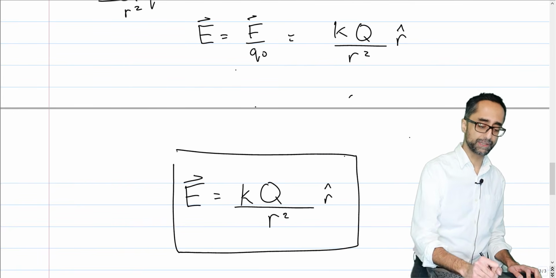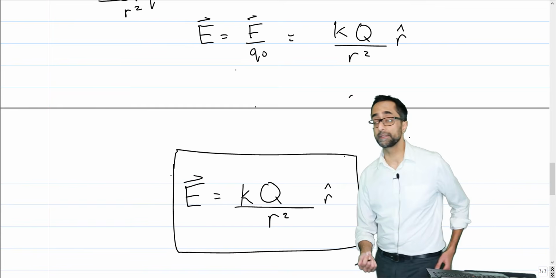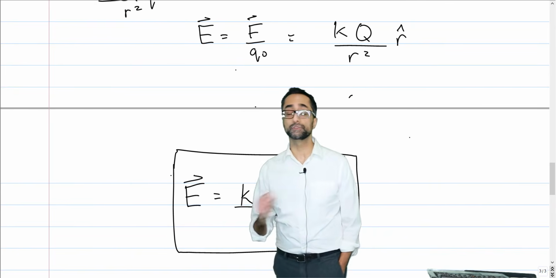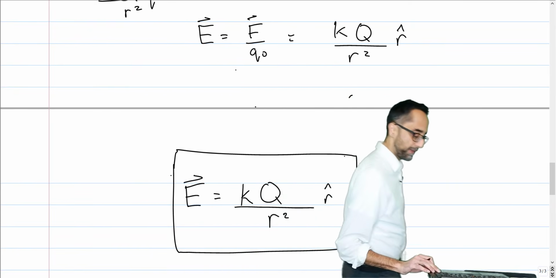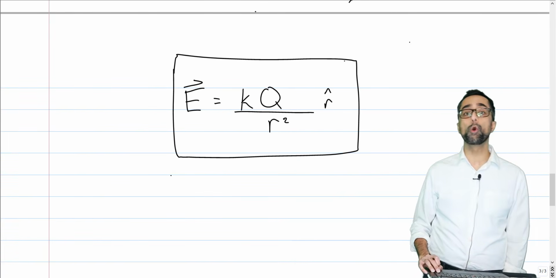That is our equation. And it is every bit as important as Coulomb's law, F equals KQ1 Q2 over R squared. In fact, I argue that this equation is more important.